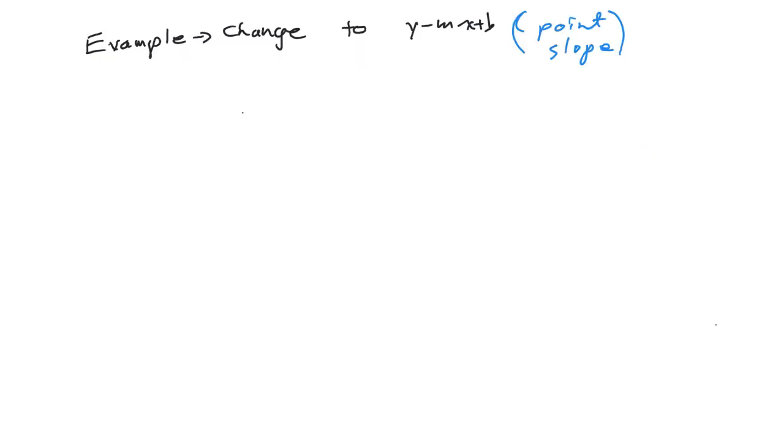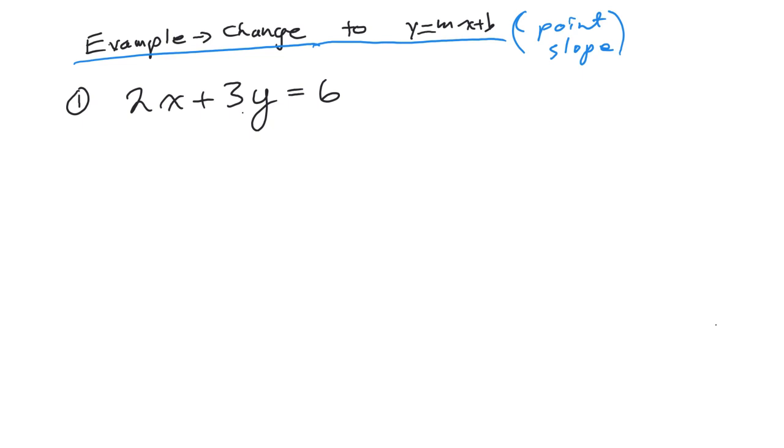So here are the examples that I want you to do. Sometimes you'll see someone say, change these to y equals mx plus b form, or otherwise known as the point slope form. So imagine I have an equation, 2x plus 3y equals 6. The key idea is to isolate y by leaving y on the left side of the equation and moving the rest of it to the right side of the equation.